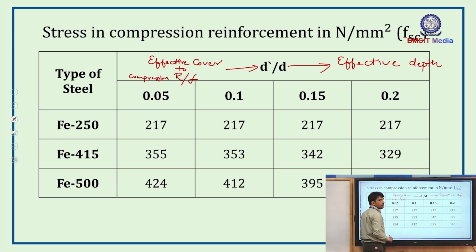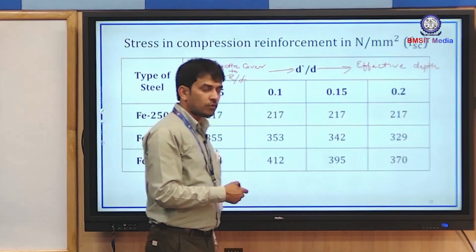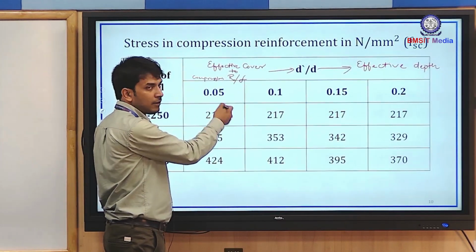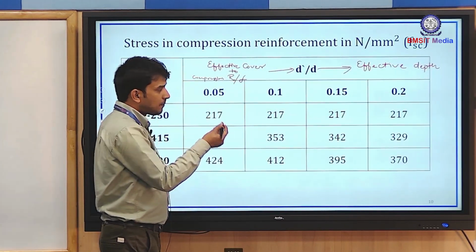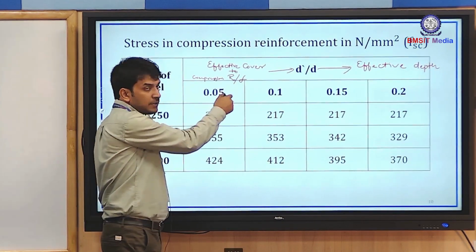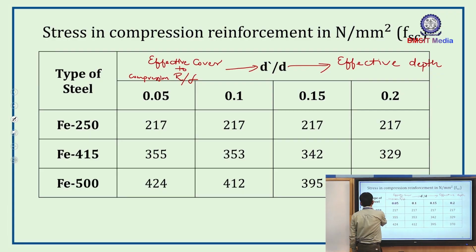That is what we have. So the ratio we have to calculate, and the grade of the steel is given to us in the question. On the basis of that we will have the values, and then we have to calculate. If the d dash by d does not come directly and comes in between, then we have to do interpolation. How do we do the interpolation?